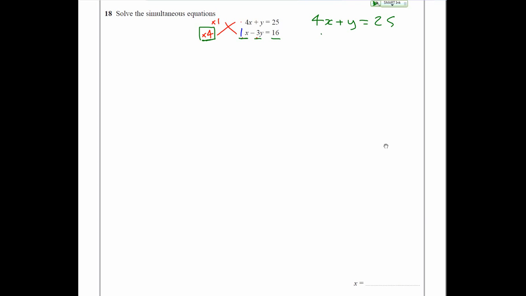1x times 4 is 4x. 3y times 4 is 12y, and it's a takeaway. 16 times 4, you might want to do a bit of working out. Double it, 32. Double it again, 64. Okay, times by 4, double, double. Now there are simultaneous equations.